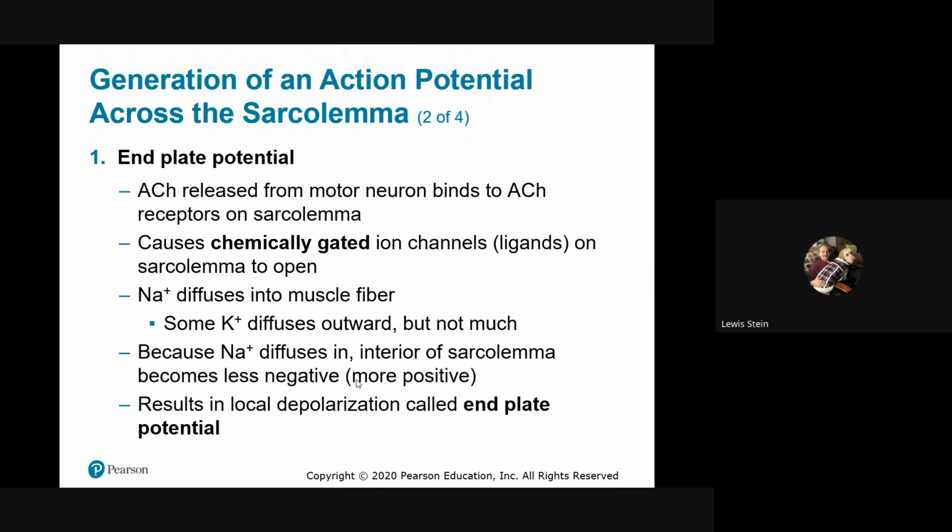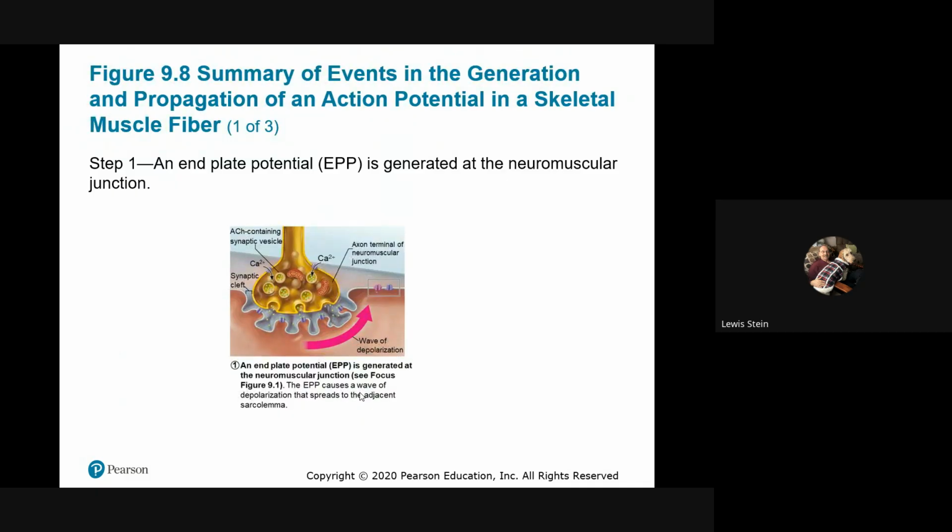End plate potential. Acetylcholine released, binds, chemically gated ion channels, sodium diffuses in, potassium diffuses out, but not much. Okay, more positive, less negative. End plate potential. So it has to be an end plate potential to start. It is generated, and the change is localized, and because the acetylcholine is removed so rapidly, it may not extend far enough to threshold.